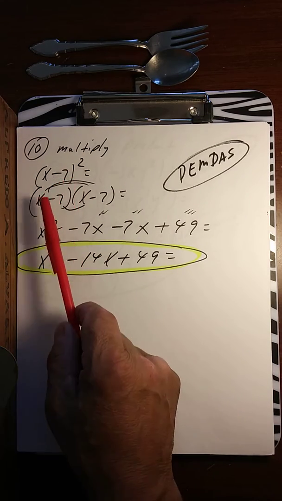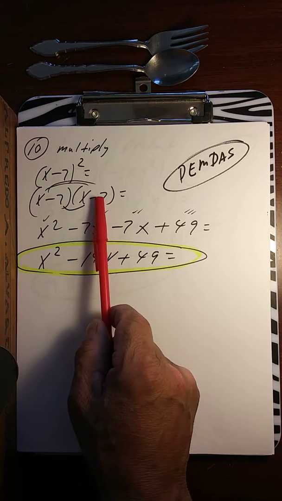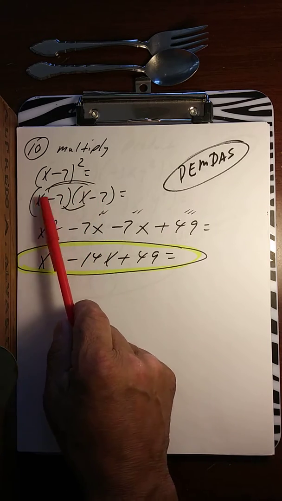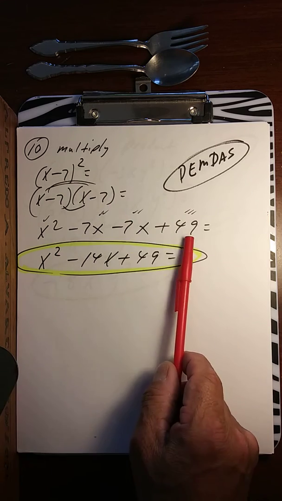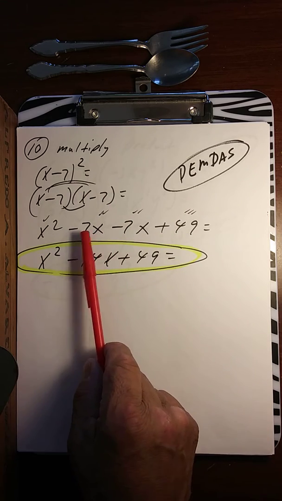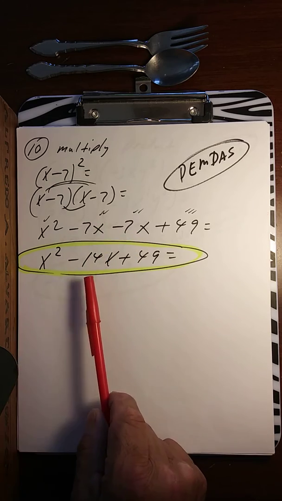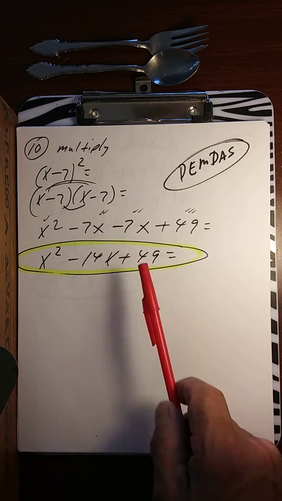Multiply. x minus 7, write it twice. x minus 7, x minus 7. So now x times x, x squared. x times -7 is -7x. That's -7x. And then that times that is 49. So this time, -7, -7, put them together, it's going to be -14 in the middle. So x squared minus 14x plus 49.